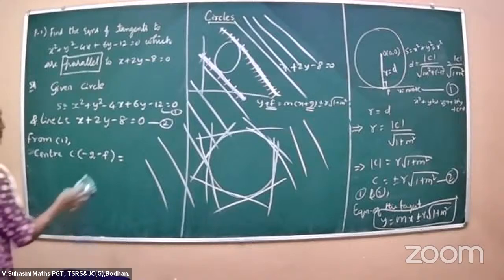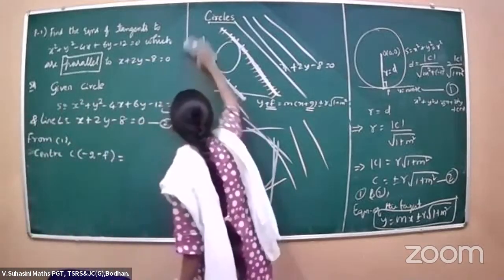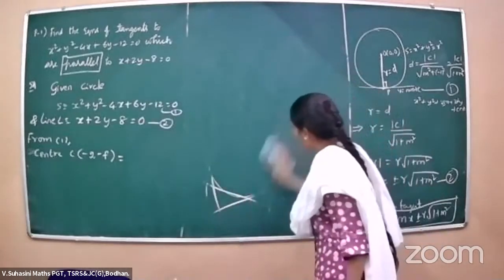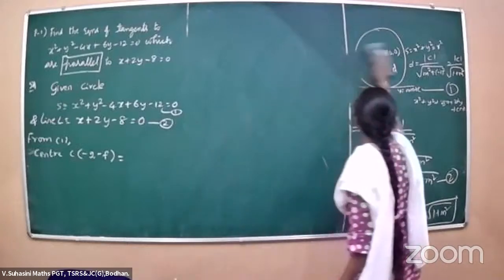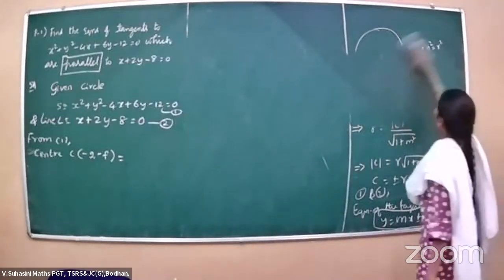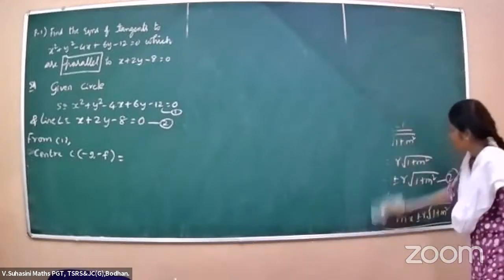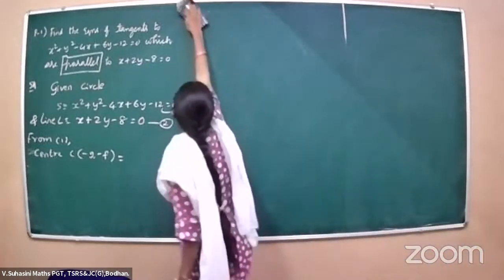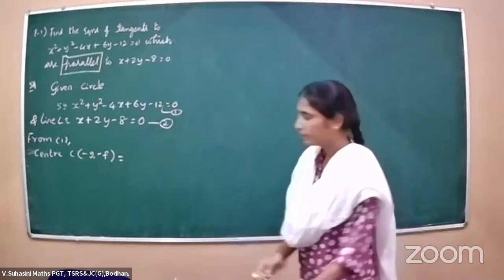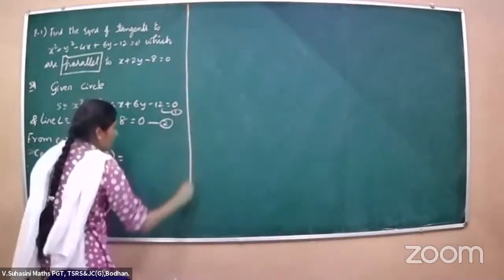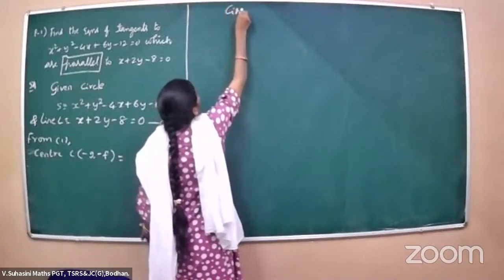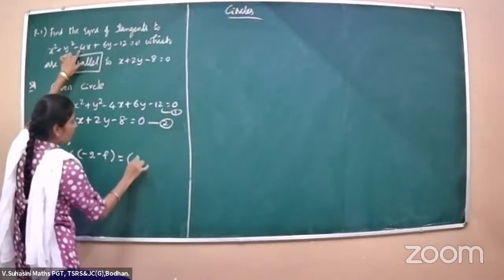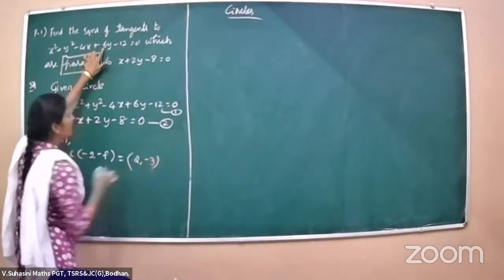Can you tell me what is the center of the circle, children? First take the coefficient of x and take minus half of it. And take the coefficient of y, take minus half of it. Then write in the ordered pair so that we will get minus g, minus f, the center of the circle. Minus g is 2, minus f is minus 3.